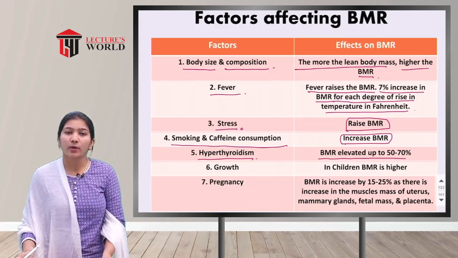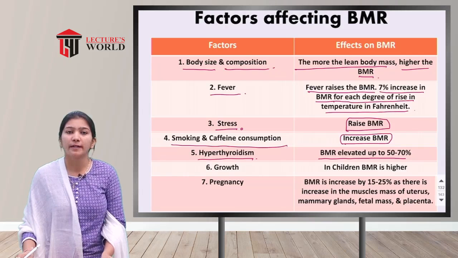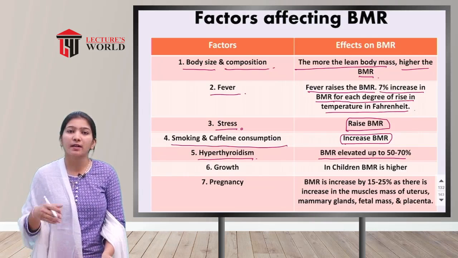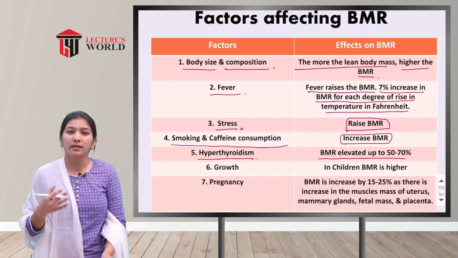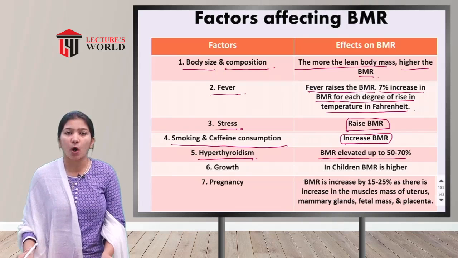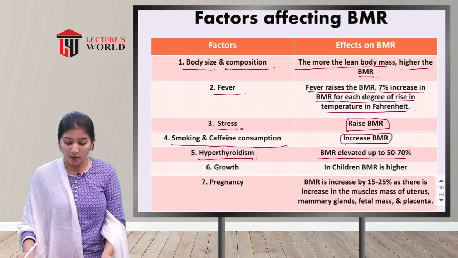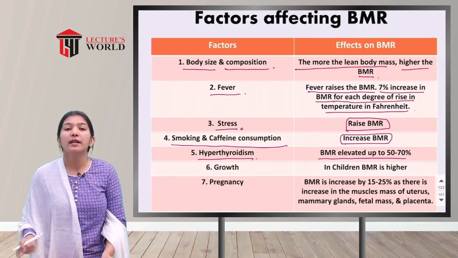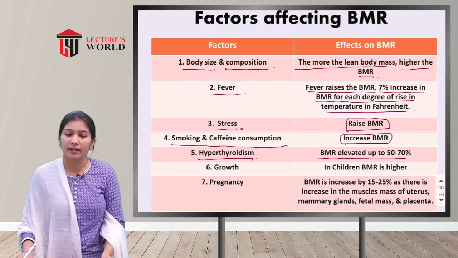So hyperthyroidism means it is a disorder related to the thyroid gland. During hyperthyroidism, what happens? The hormones are released in an extra amount. There is an increased release of the hormone from your thyroid gland. Because of the increased release of hormone, the BMR increases up to 50 to 70%.